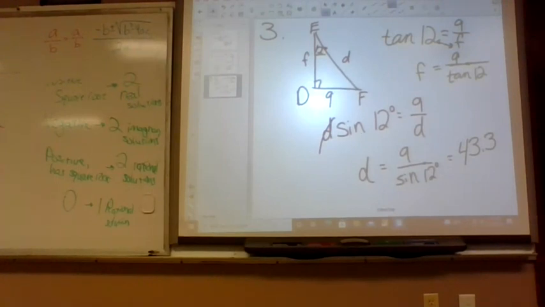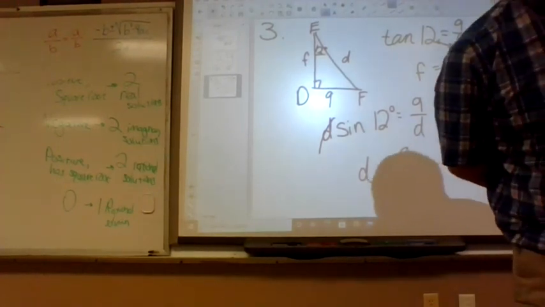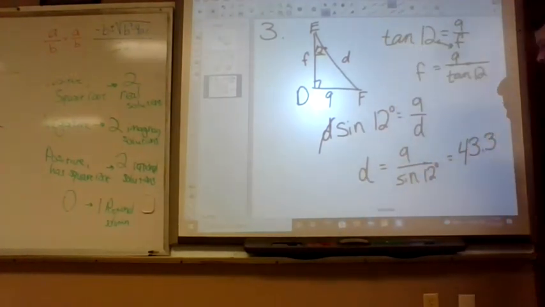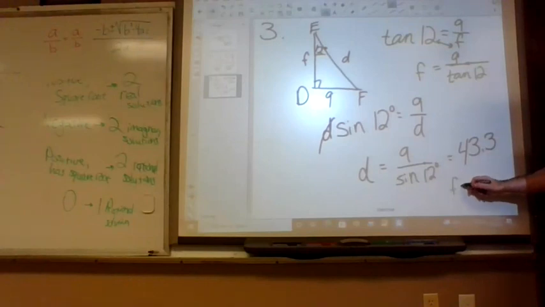9 divided by tangent of 12. Wait, what's the difference? Oh, I get it. 42.3. Yeah, it is 42.3.